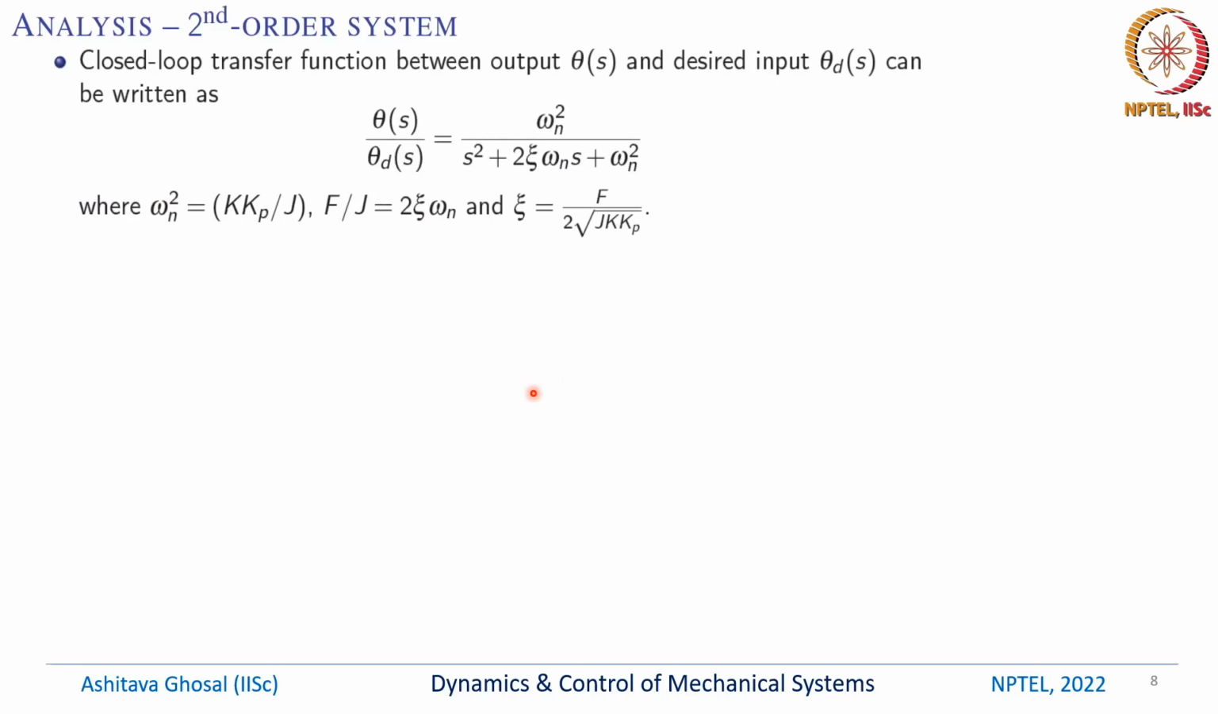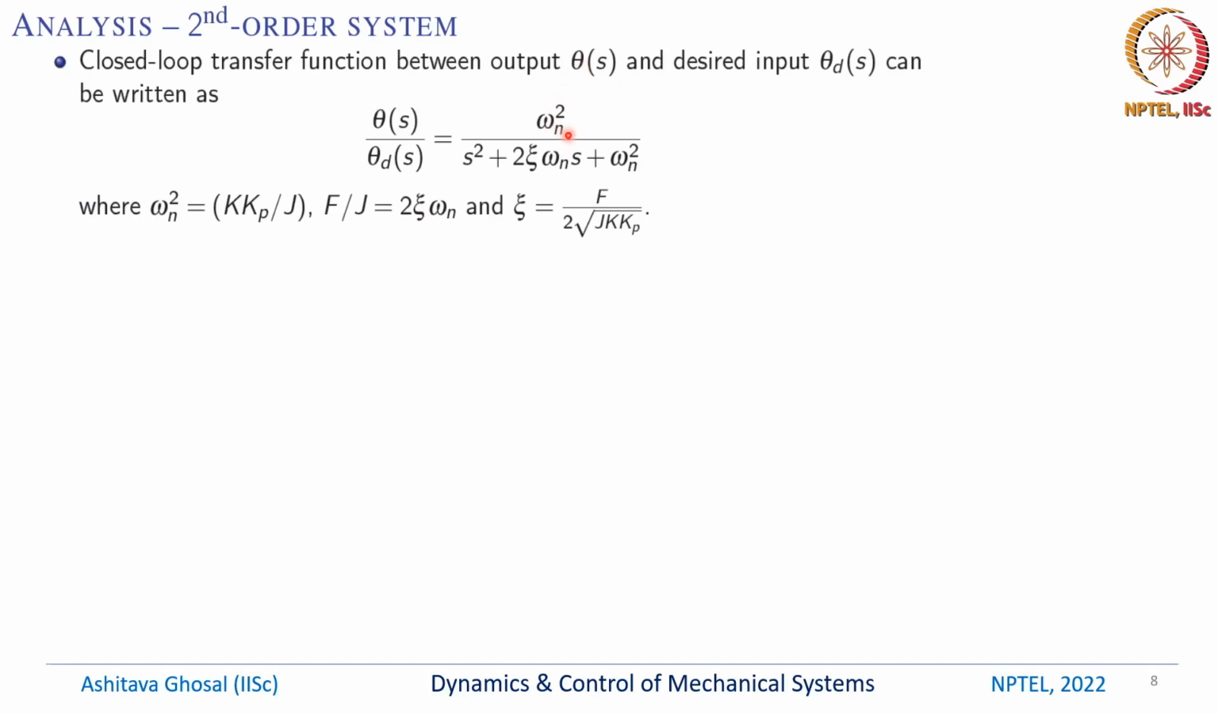So let us continue with the second order system. As I said, the second order system, which is the ratio between the output theta of s and the input theta d of s, can also be written in this form: theta s divided by theta d of s is omega n square divided by s square plus 2 psi omega n s plus omega n square. This is a very, very standard form for writing the transfer function of a second order system.